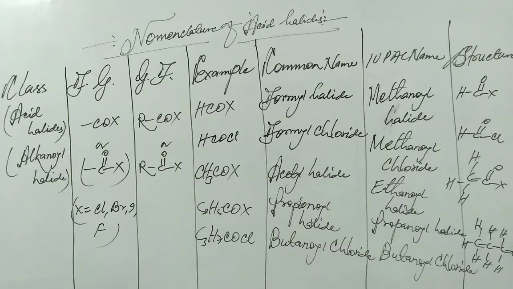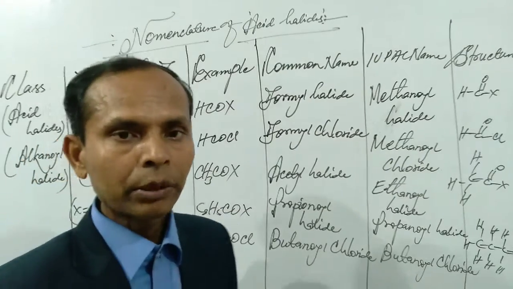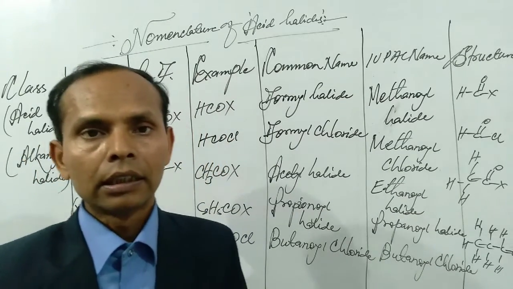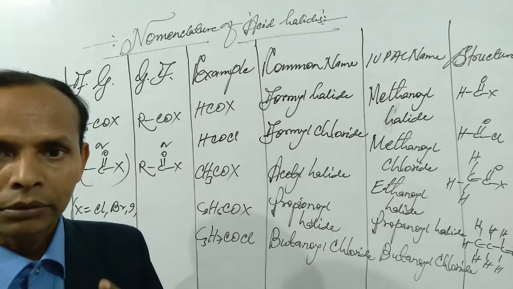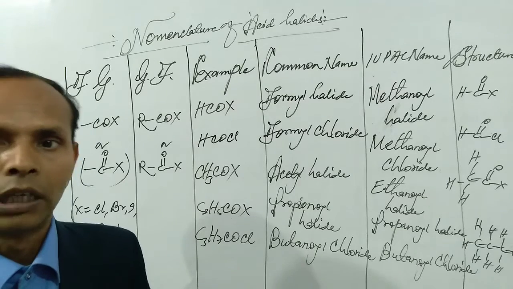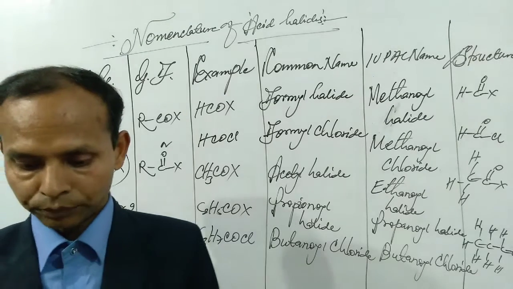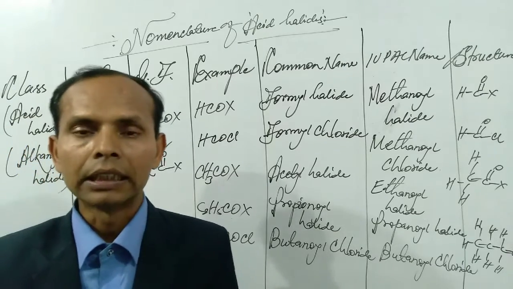In this way, we see that the nomenclature of acid halides is completed. This is the simple compound. We can write the IUPAC names of complex organic compounds just after the completion of different types of functional groups in the form of simple compounds. So, we have to complete this class. We shall meet in the next class.